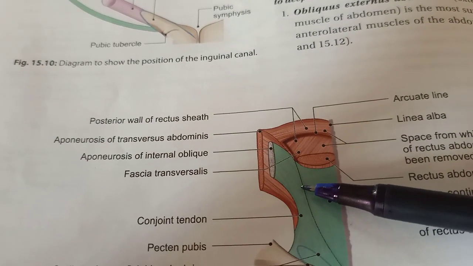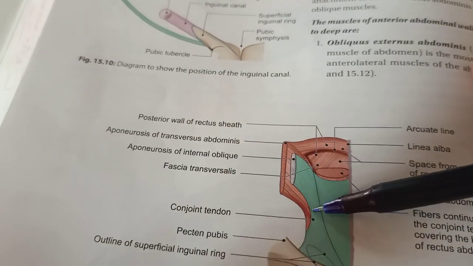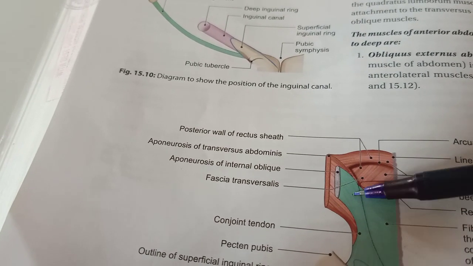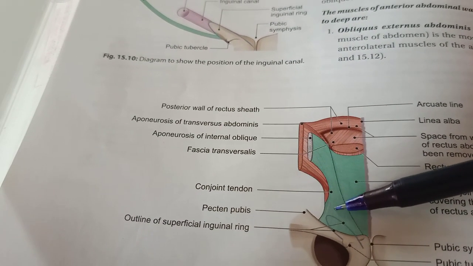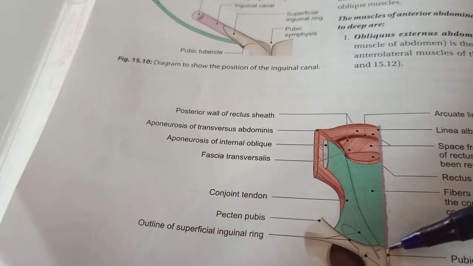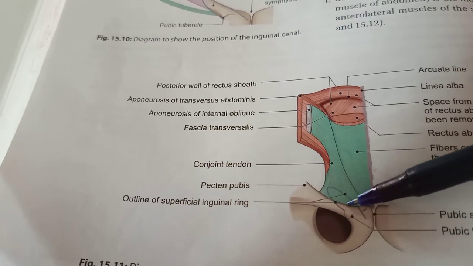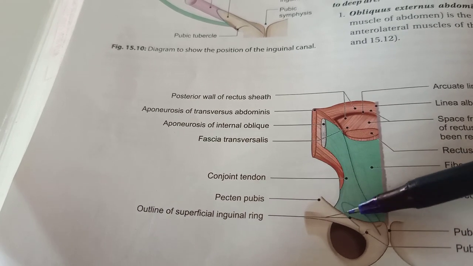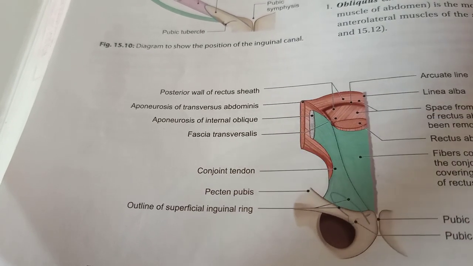Now this conjoint tendon is formed. You can see in the diagram here, this is your conjoint tendon. This is your pecten pubis. This is your pubic symphysis, and here will be your pubic tubercle. And here is the inguinal ligament.